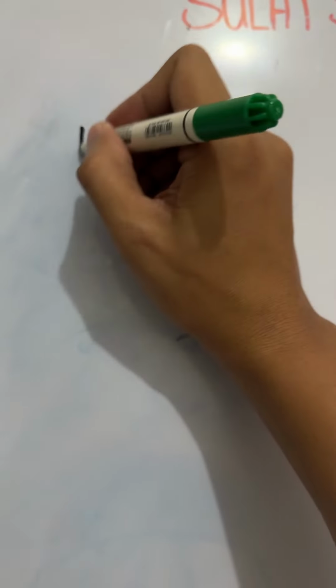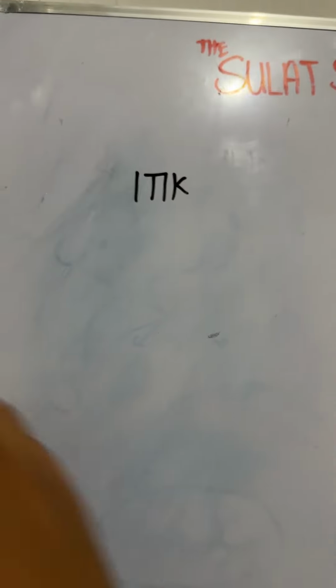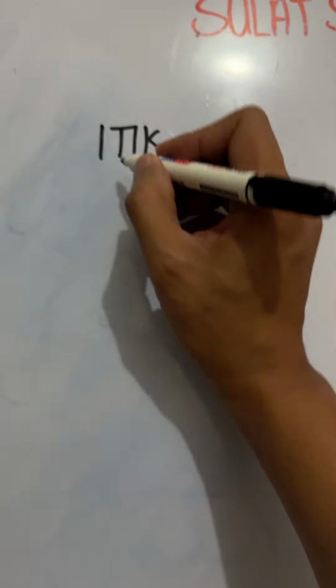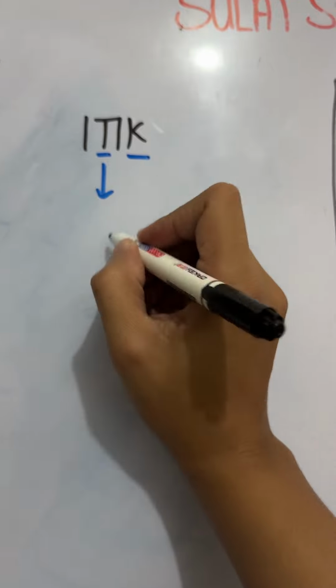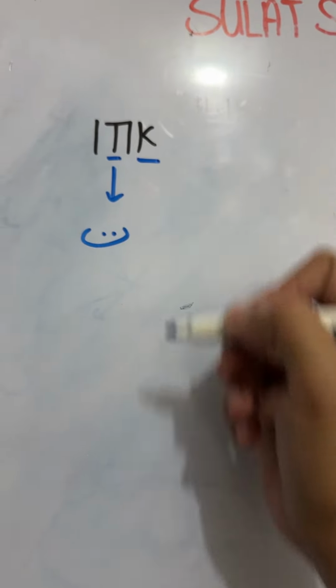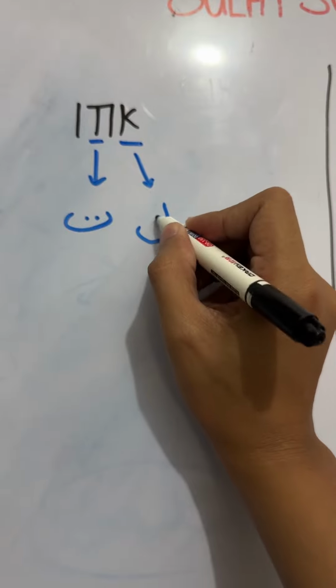Okay, our word for today is ITIK. So ITIK means duck in English. So let's look at the consonants. So ta and kap. We have letter T, which is represented by this letter ta, and ka is written like this, ka. Now this is interesting because our first letter is a vowel sound.